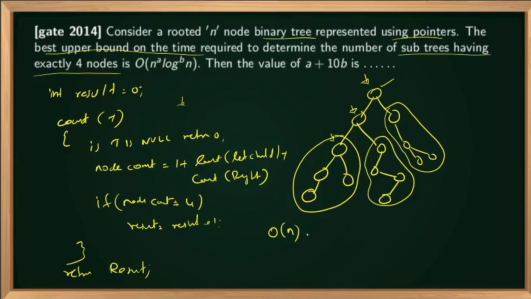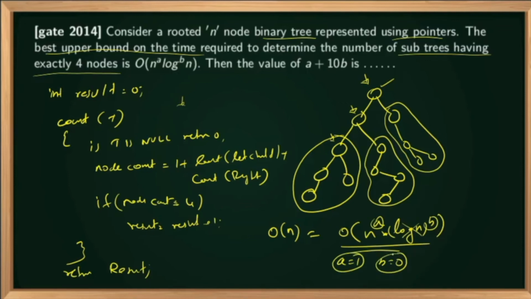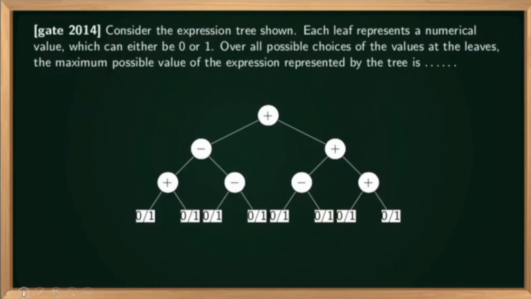Now it's given that order of n is equal to order of n raised to a into (log n) raised to b. So that means a should be equal to 1 and b should be equal to 0, so that this term will vanish and you will have order of n. If you substitute that here, you will get the value as 1. So the answer should be 1. Let me see the next problem.